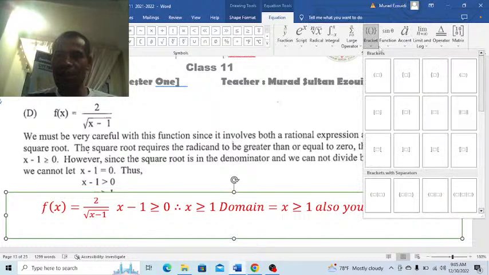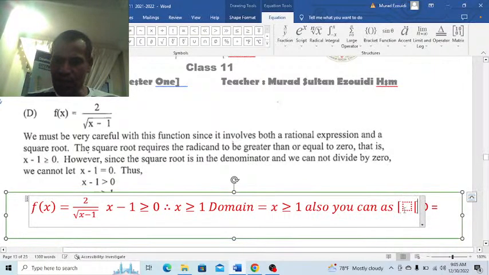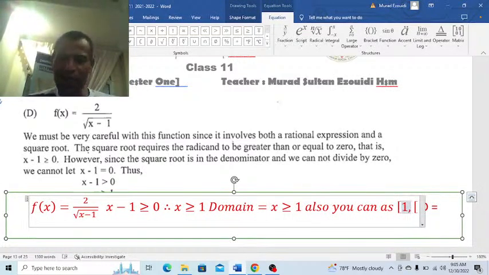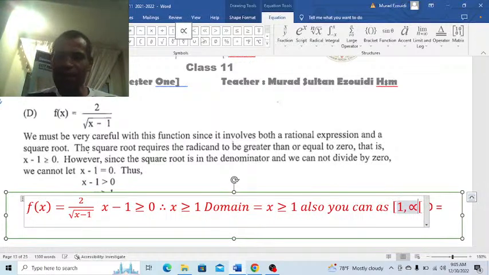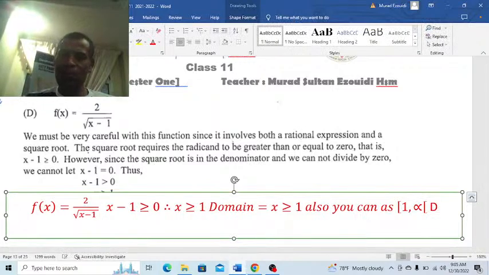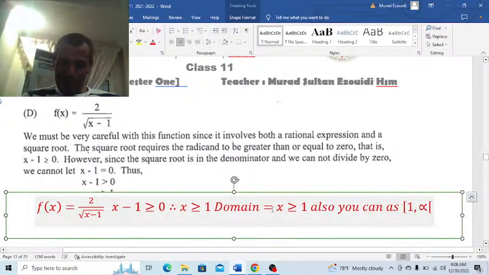Where is interval? Okay, I want open interval. Where can I find it? Open, not open here. It is like that. So I'll just write 1 because x can be equal to 1, then plus infinity. Okay, the same as that. There is no difference between x is more than or equal. You see this one?